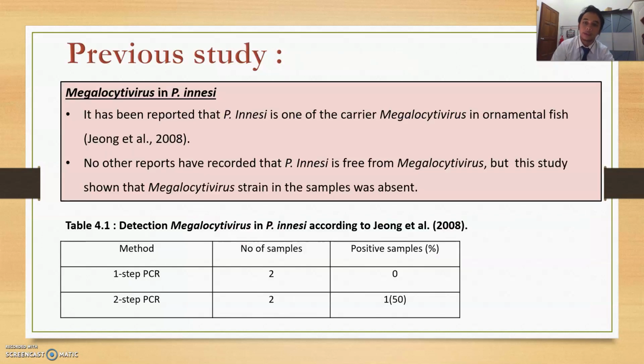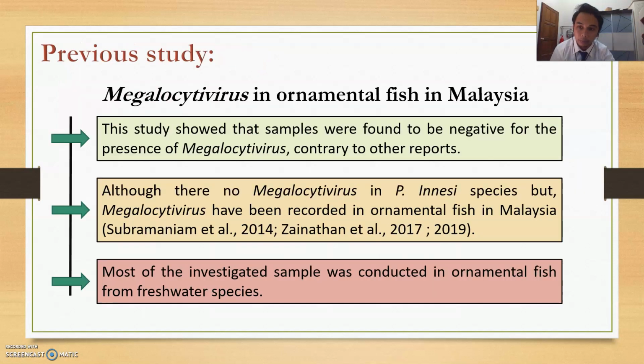For previous studies of Megalocytivirus in Paracheirodon innesi, it has been reported that Paracheirodon innesi is one of the carriers of Megalocytivirus in ornamental fish, recorded by Jung et al. 2008, as you can see from table 4.1. For Megalocytivirus in ornamental fish in Malaysia, this study showed that samples were found to be negative for the presence of Megalocytivirus, contrary to other reports.